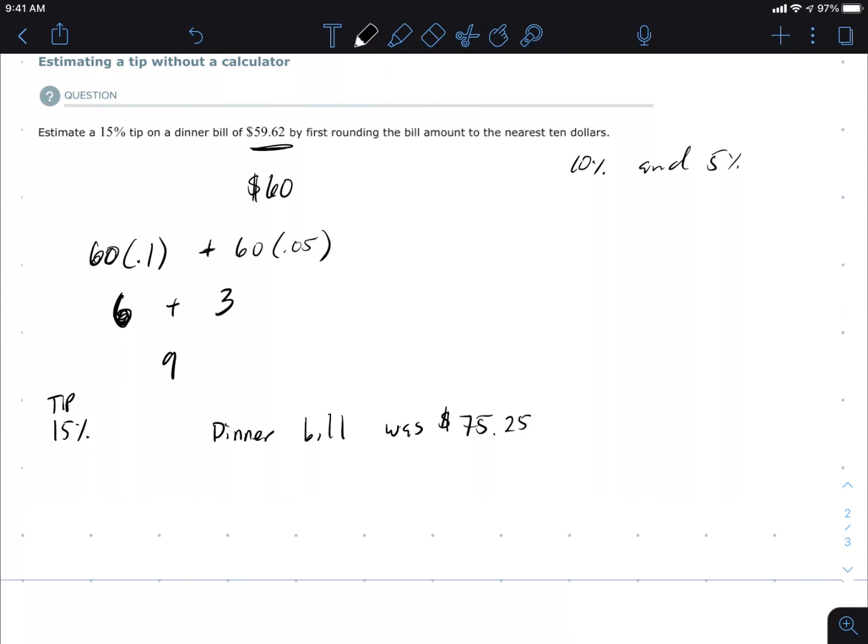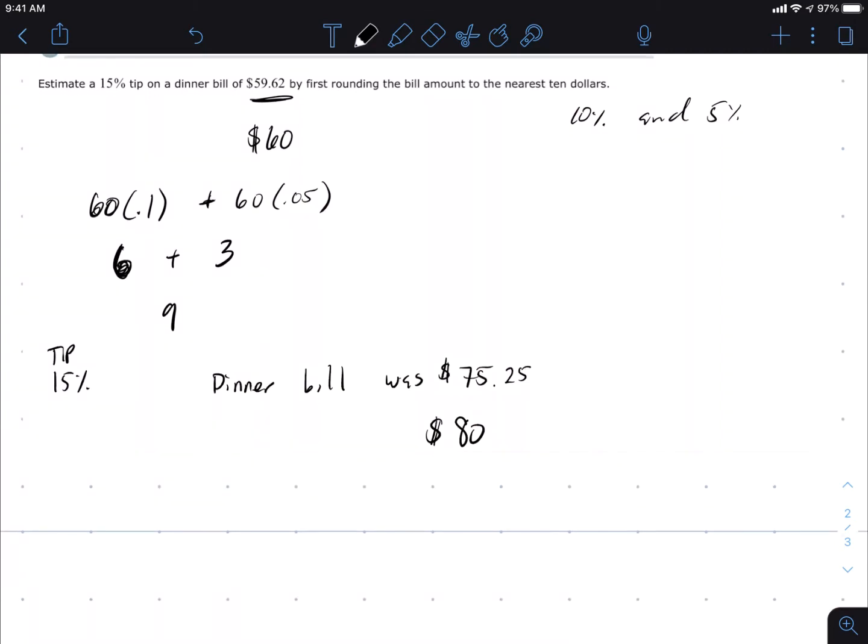So what's that 75.25 going to become? Is it 80? To 80. Yeah, okay, that's going to be $80. So we're obviously going to tip over 15% because we rounded up our bill, right? Now, whenever you're going to do 15%, you agree with me, is 10% plus 5%, right? Okay, 10% is always easy to do because all I do is move the decimal one spot to the left. So what's one spot to the left of 80?